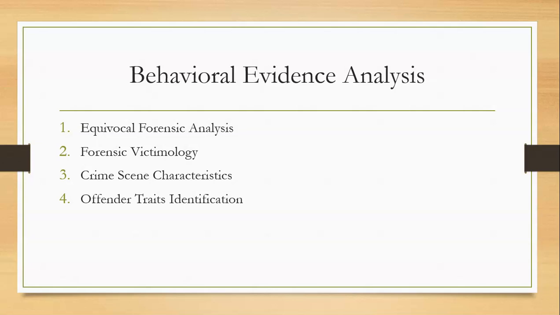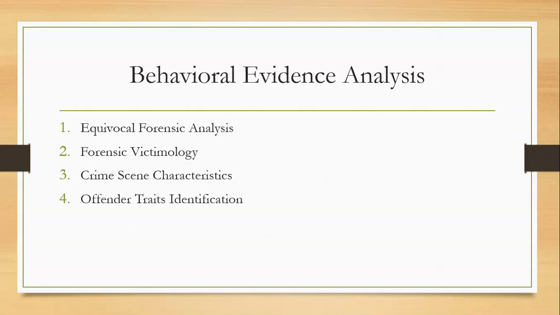Now, behavioral analysis has 4 steps to it: the equivocal forensic analysis, the forensic victimology, crime scene characteristics, and offender traits identification. First, it can be described as a deductive profiling method used in forensic investigations to understand criminal behavior based on physical and behavioral evidence from crime scenes. This technique is case-based and focuses on analyzing specific aspects of an offender's actions during the crime to identify key psychological and behavioral traits.